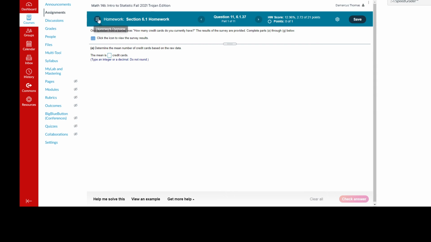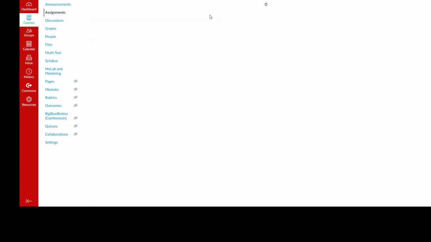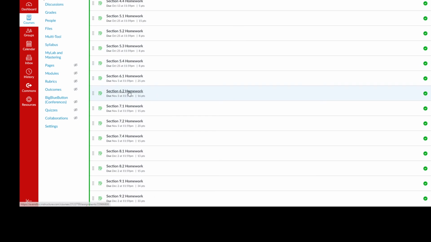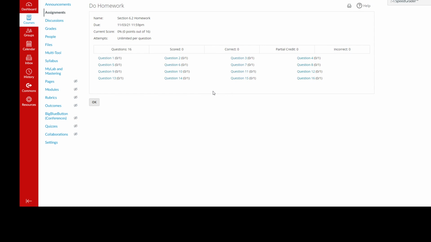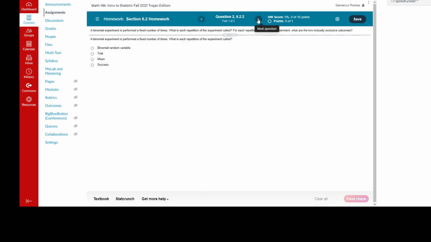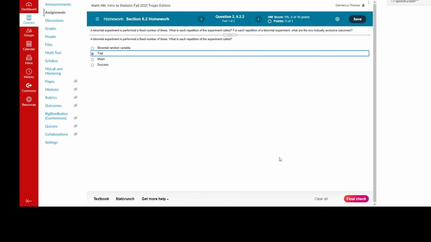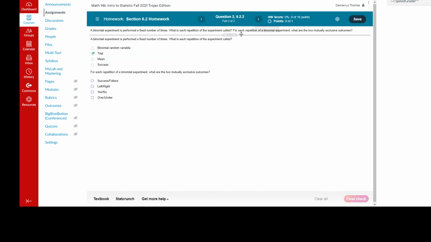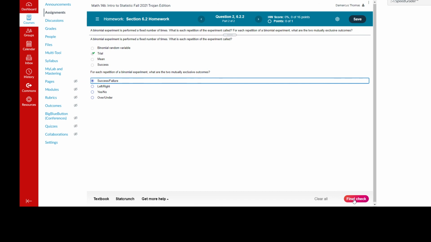All right, so what we'll do is take a look at some of the problems from 6.2. So it looks like we're dealing with 16 questions. And this is the section where we're dealing with a binomial probability experiment. Okay, I believe we call those the trials. It's the number of trials there. We will call the 2 mutually exclusive outcomes, success and failures there.